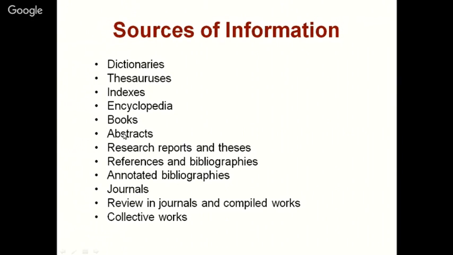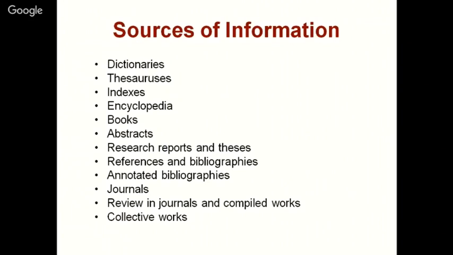Then abstracts. Abstracts are available in many forms. You have annotated abstracts and you have abstracts also. What is the difference between abstract and annotated abstract? No, I think I am wrong. A book can be listed as well as given as an annotated reference to that book. But an abstract contains the complete information, right? Then you go to research reports and theses.